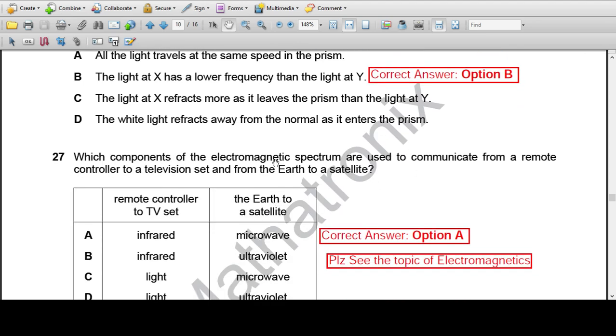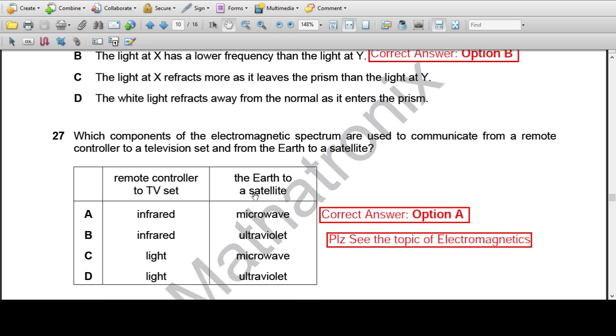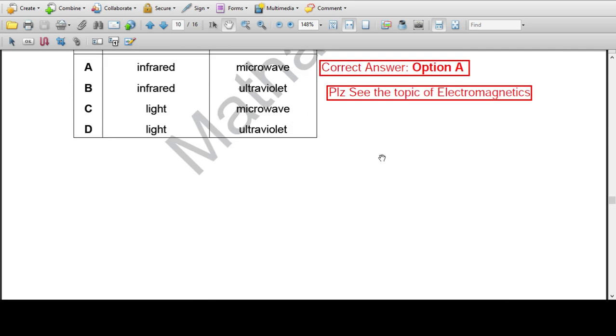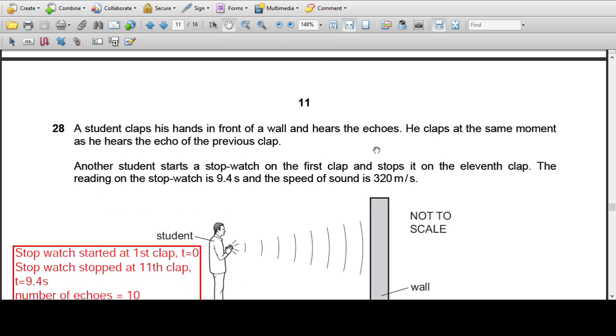Question 27. Which components of the electromagnetic spectrum are used to communicate from a remote controller to a television set and from Earth to a satellite? For a remote controller, we know infrared is used, so this option is correct. And from Earth to satellite, microwaves are always used, so this option is correct. For details, we can study the electromagnetic spectrum topics. Now question number 28.